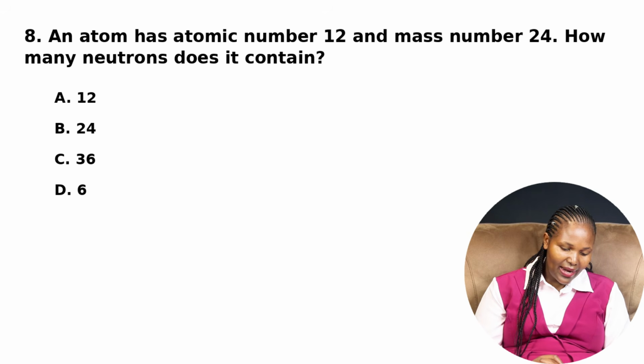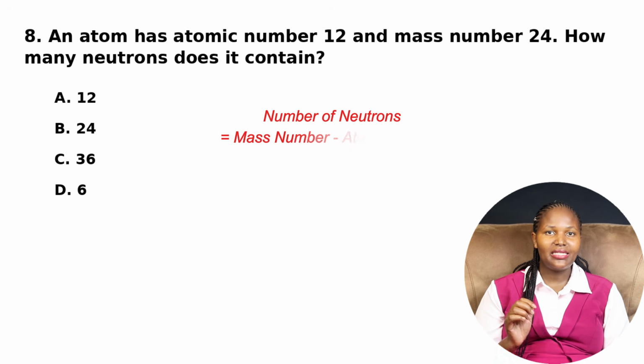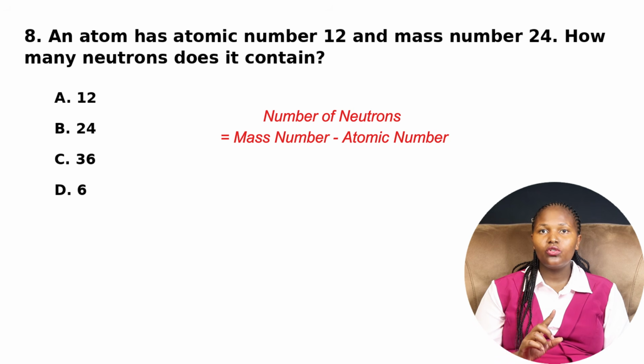Then we go to question number 8. Question 8. An atom has atomic number 12 and mass number 24. How many neutrons does it contain? So question 8 is very easy because for you to calculate the neutrons, you just need to take the mass number minus the atomic number. Very easy. Whenever you are given the mass number and the atomic number, for you to find the neutrons, you take the mass number minus the atomic number. Just a very simple formula.